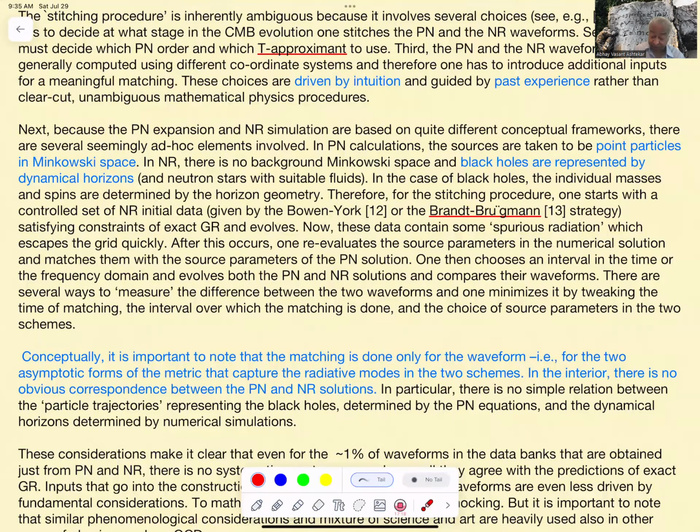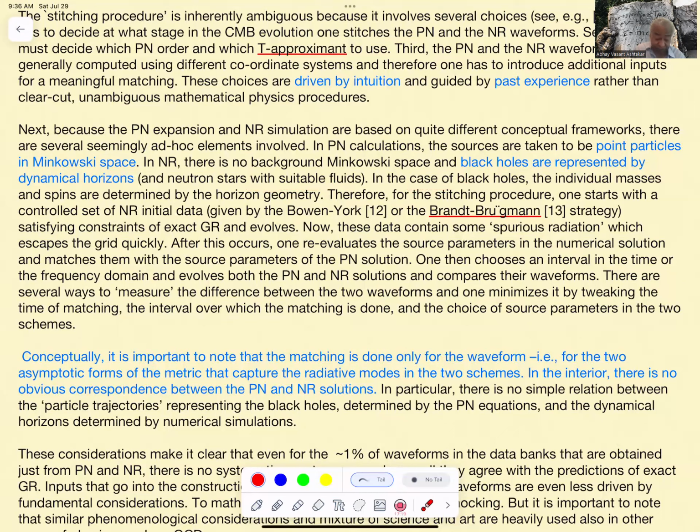hoc elements involved. In the post-Newtonian calculation, the sources are taken to be point particles in Minkowski space. Now, this is an extremely important conceptual point that I think a lot of mathematical relativists are not completely aware of: the difference between the post-Newtonian methods and the numerical methods. In the post-Newtonian methods, there are these point particles which are moving in Minkowski space-time. In numerical relativity, there is no background Minkowski space, and black holes are represented not by point particles, but by dynamical horizons, and neutron stars by suitable fluid balls.